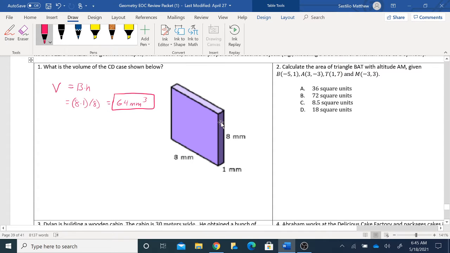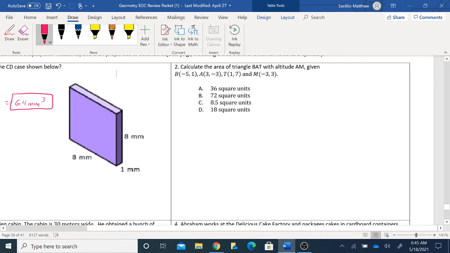So the cubed is volume, squared is area, and just to the first power would be the length, in case you want to review that. Calculate the area. Remember, they're giving you an altitude. I'll graph this for you. You don't necessarily have to graph this. Remember, an altitude would be from a point straight down, perpendicular with the side across from it.